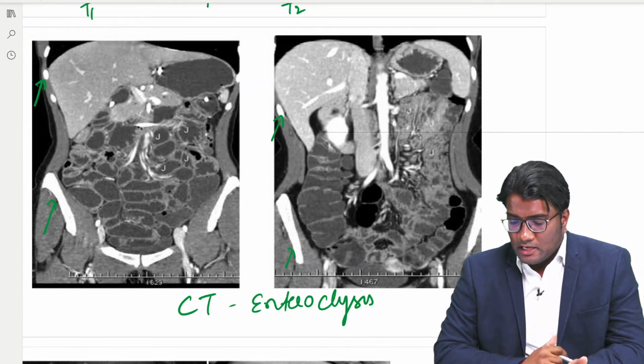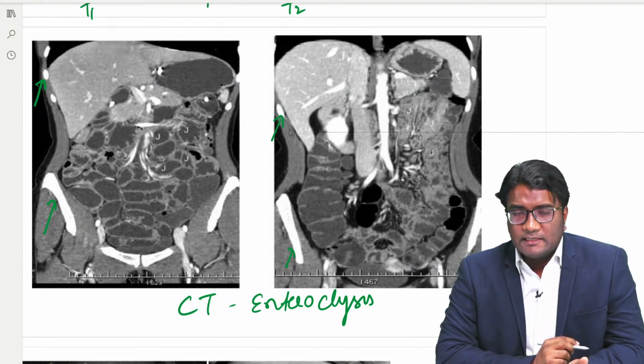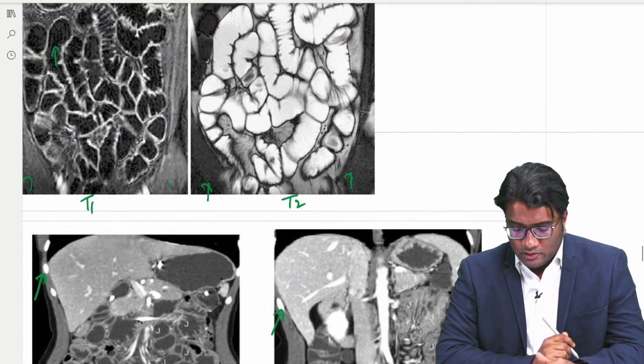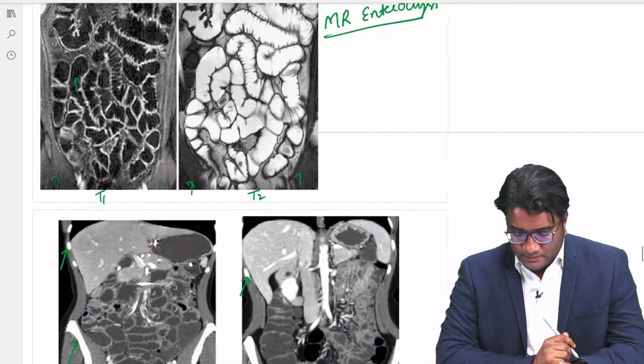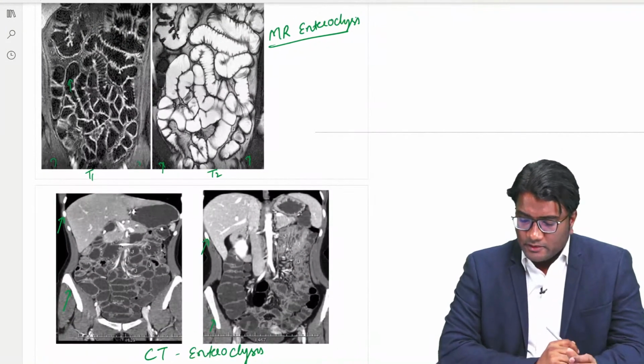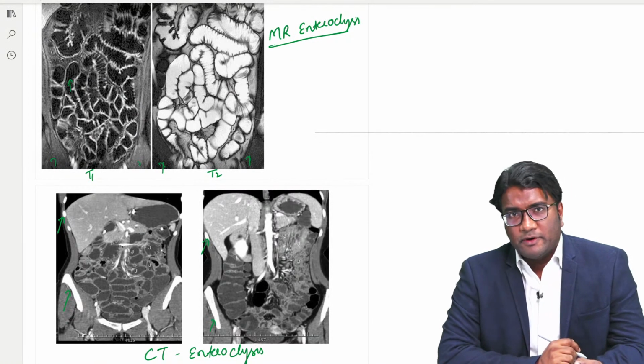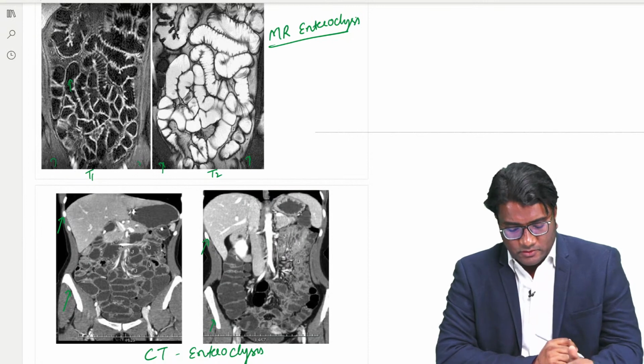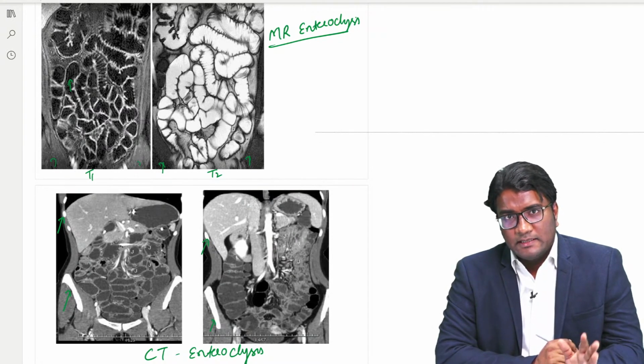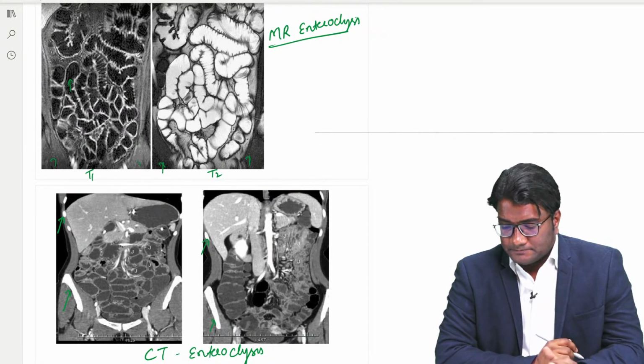What was the thing that was given in the exam? Was it CT, or do you think it was MR? I have kept both images here, CT enteroclysis or MR enteroclysis. Ribs were white. So if the bones were white, it is CT enteroclysis, guys. If the question had white bones, the answer is CT enteroclysis.